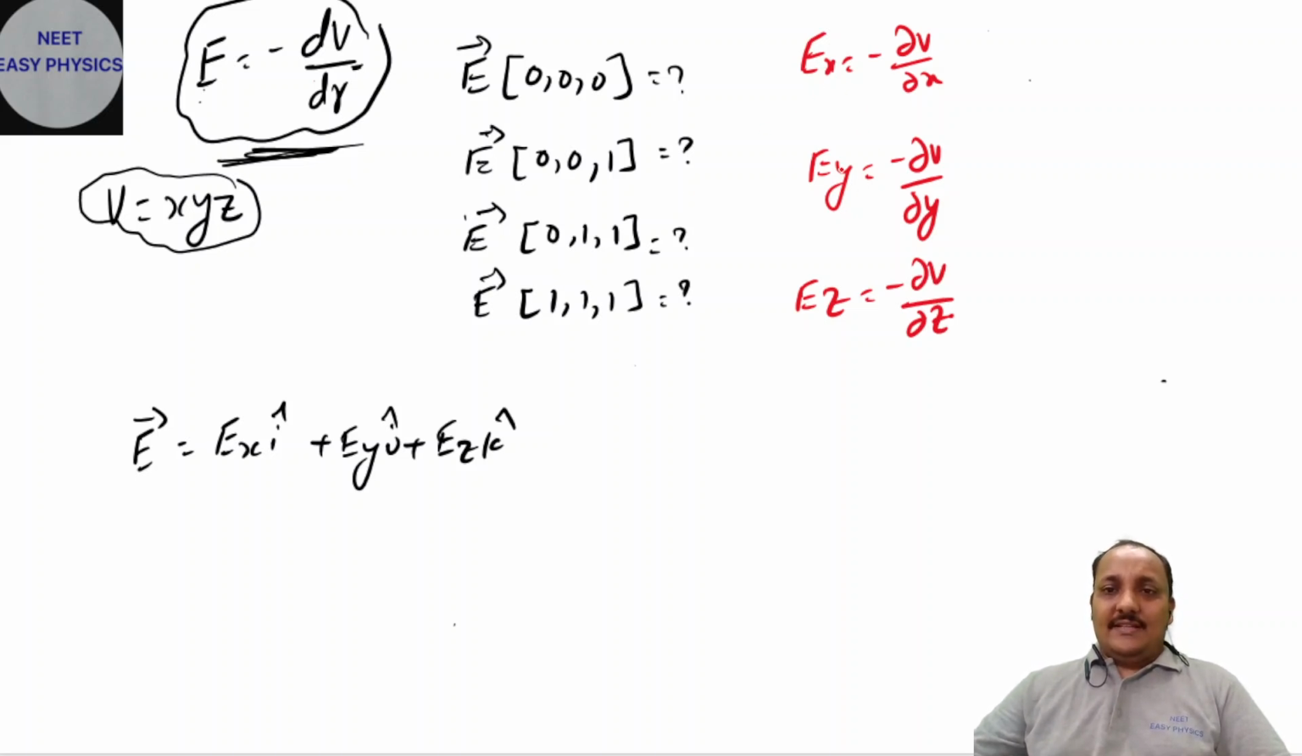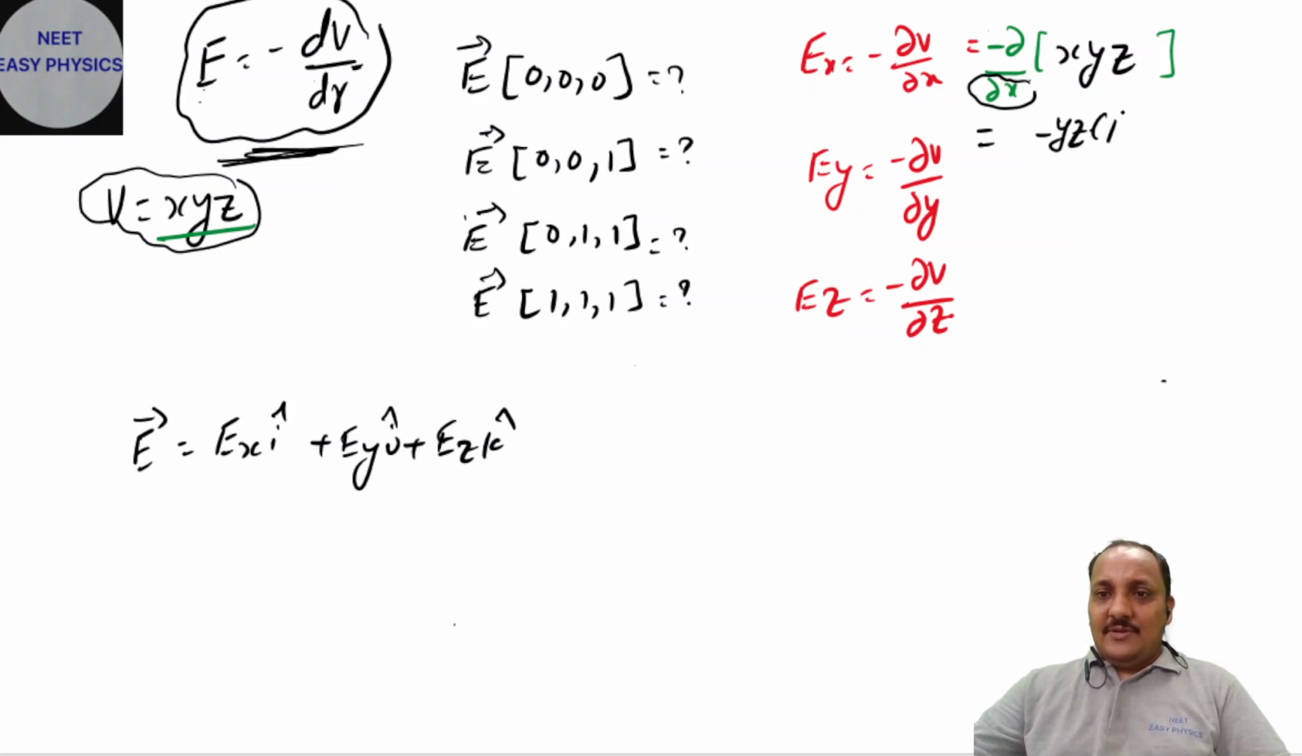So how do we do Ex now? We place minus dou by dou x of V, and V they gave is xyz. So how to do the partial differentiation? Here we are differentiating with respect to x, therefore the remaining yz is constant. So minus yz dou x by dou x. Dou x by dou x is 1, therefore the final answer is minus yz.